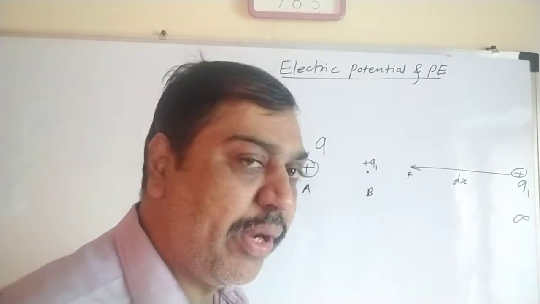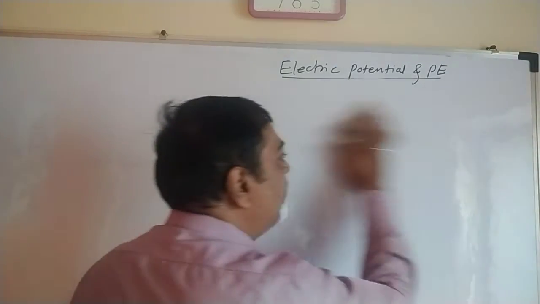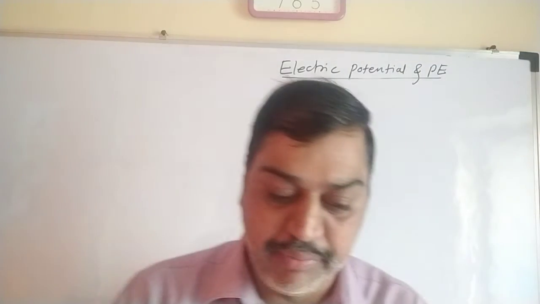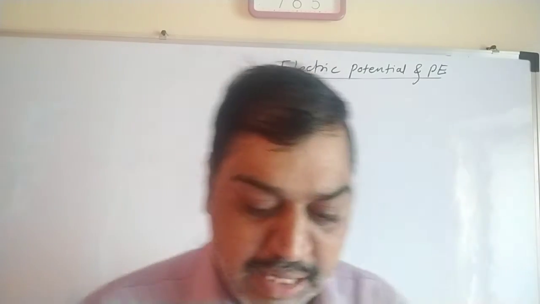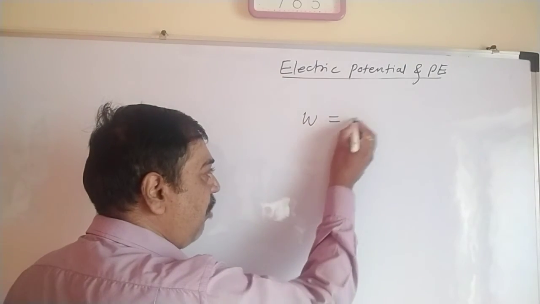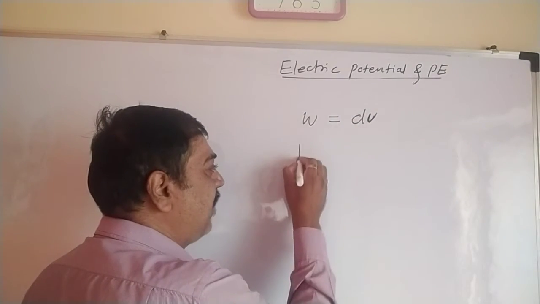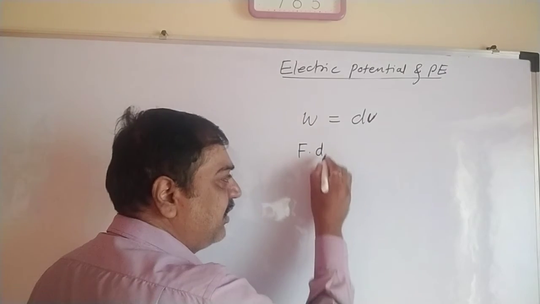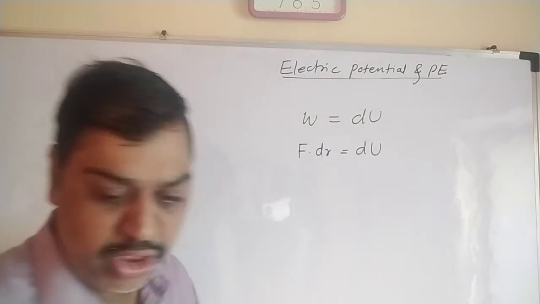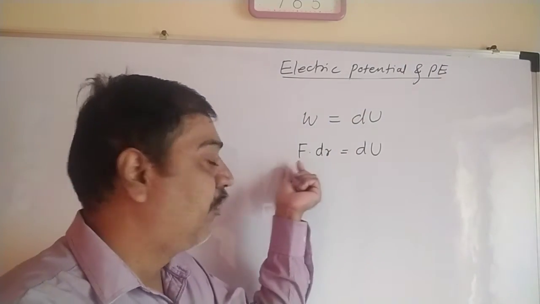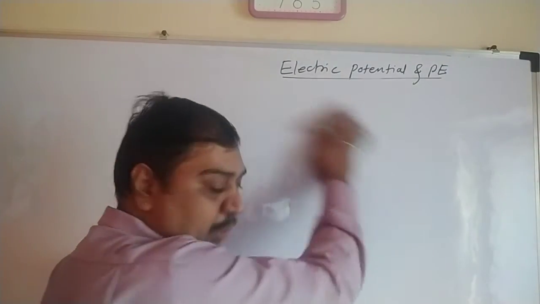I hope you get a little bit of an idea about this. Read the same topic from a book for a better understanding. So the amount of work done required to move the charge from infinity to the given point is stored in the form of potential energy. Suppose the force is F and the displacement, which we took as dx, is here taken as dr. Then force into displacement is in turn the change in potential energy, dU. This is the work done to move a charge from infinity to the given point.